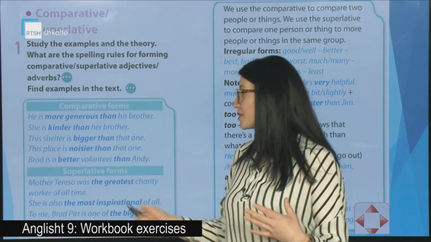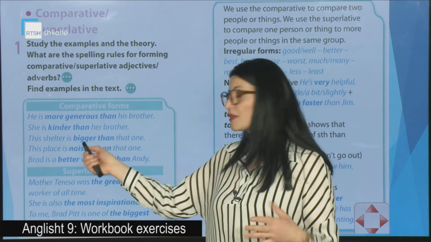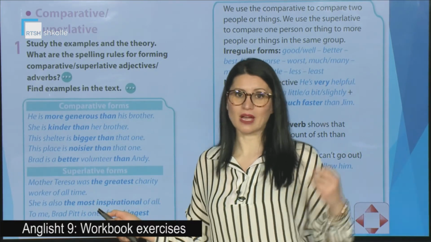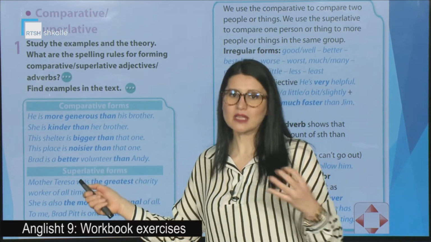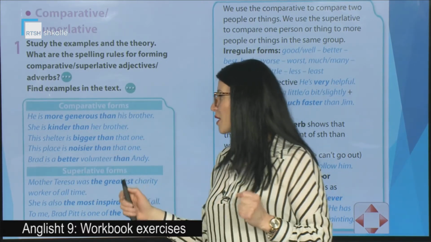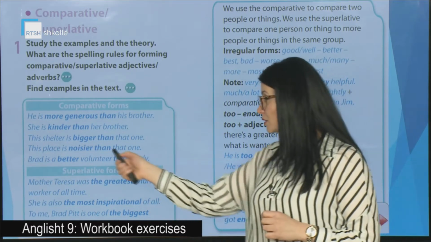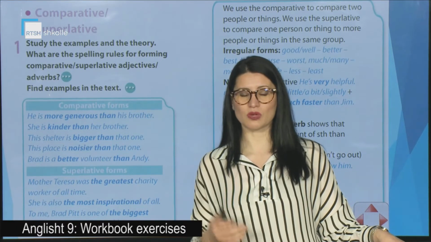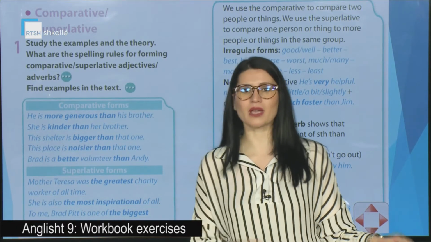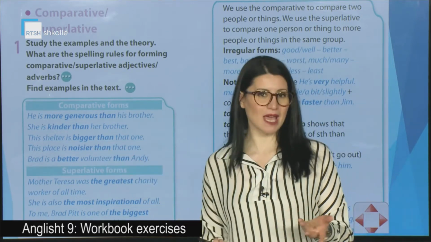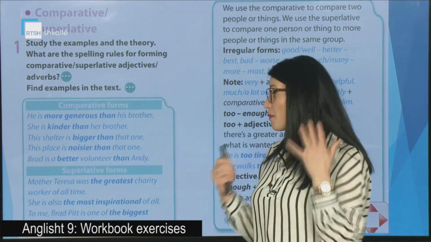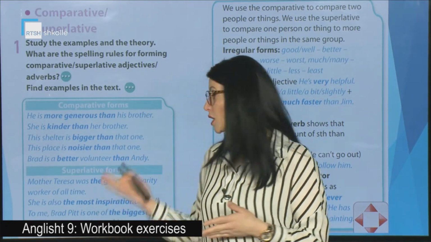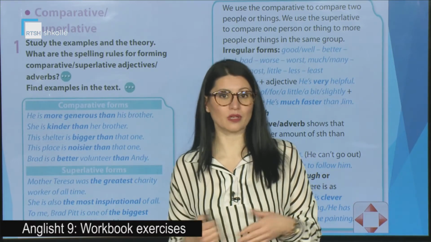We have, this shelter is bigger than that one. Be careful, we have doubled the G because we have one vowel between 2 consonants. That's why we double the last consonant, and then we add ER or EST. The next one, this place is noisier than that one. Be careful, here the adjective is noisy, which ends with a Y, but we drop the Y because we have a consonant before the Y, and we add ER or EST. The last one, Brad is a better volunteer than Andy. Better, as you can see, is the comparative form of good, which is an irregular adjective.